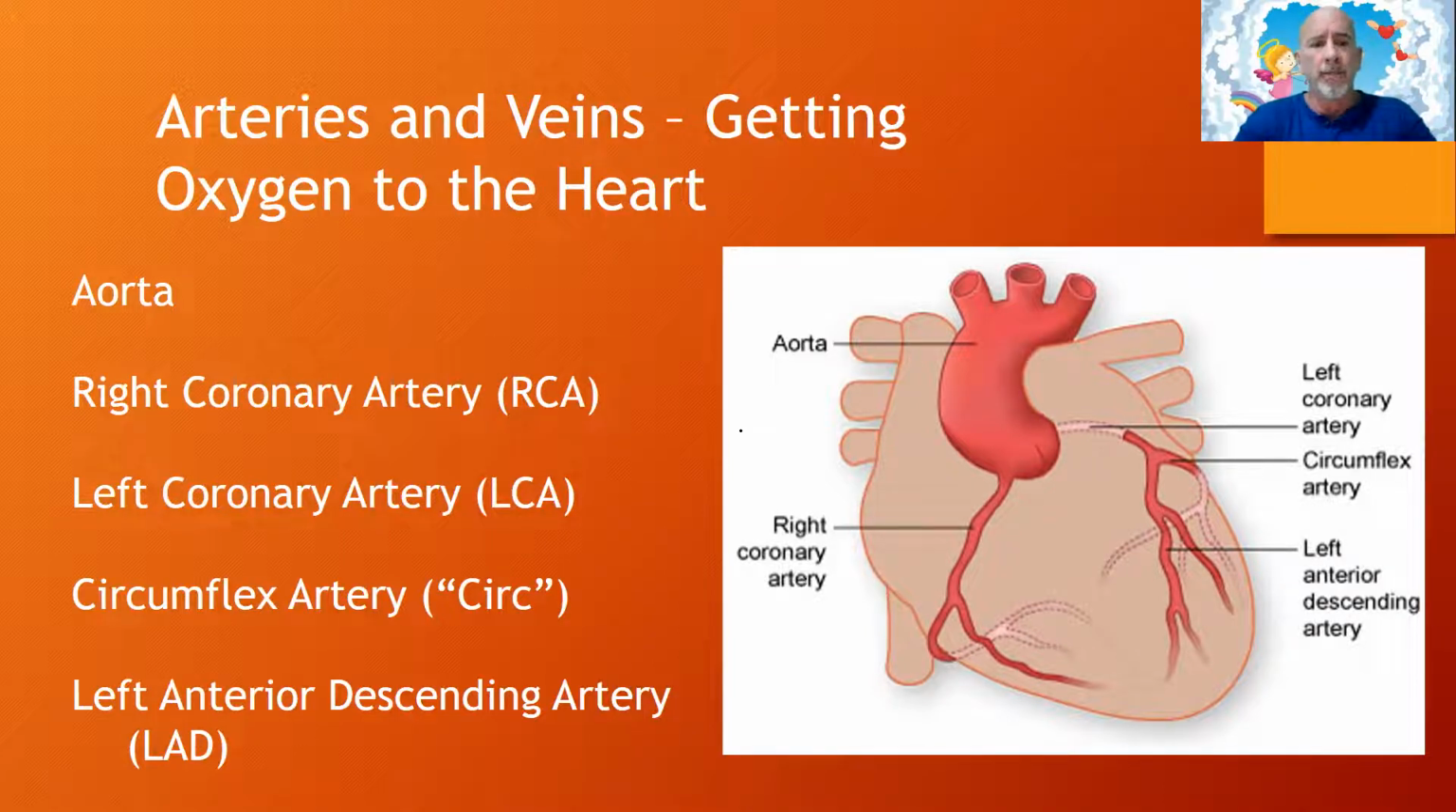These are the four main arteries of the heart. And what happens is after your left ventricle contracts and shoves the blood up into the aorta to go out into your body, a little bit of that blood is siphoned off and goes into the arteries of your heart. And there's four main ones, and then there's a million little tiny ones that branch off of this.